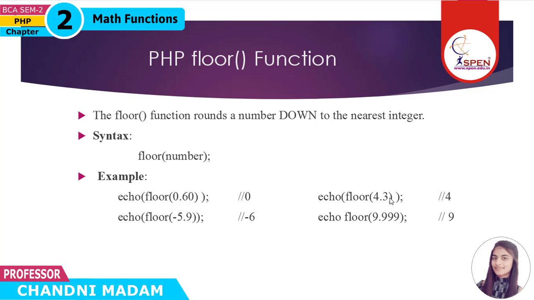Here we pass 4.3 to the floor function, so it will give the down value, that means it gives 4. Here we will pass minus 5.9, so it will give minus 6. Here we pass 9.999 to the floor function, so it will give 9 as output.